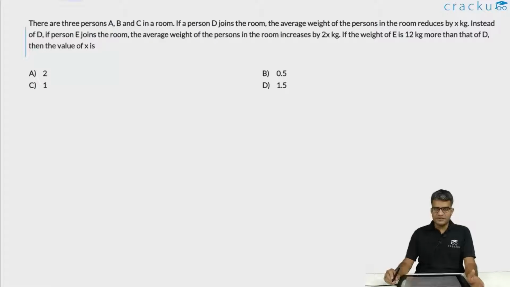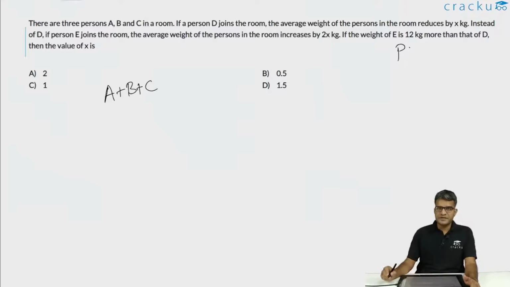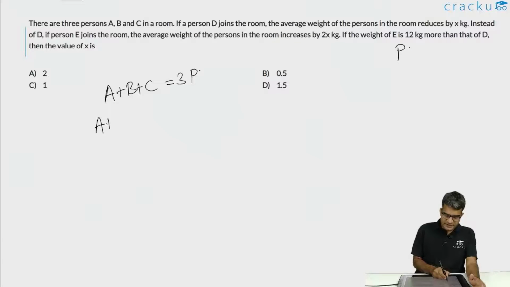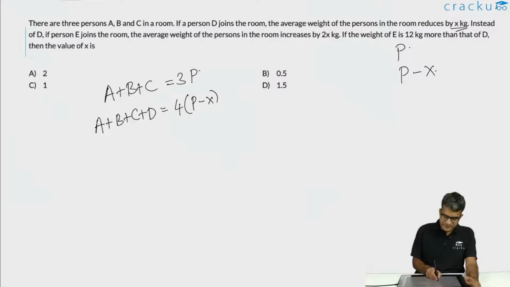In this question, we are told that there are 3 people in a room. They are A, B and C. Let their average weight be equal to P kilograms. So the total weight of these 3 guys, A, B and C, will be equal to 3P. Now if a 4th guy D is joining, A, B, C and D, the average has come down by X kgs. So the average now is P minus X. But now there are 4 people, A, B, C, D. So the total is 4 times P minus X, which is equal to 4P minus 4X.